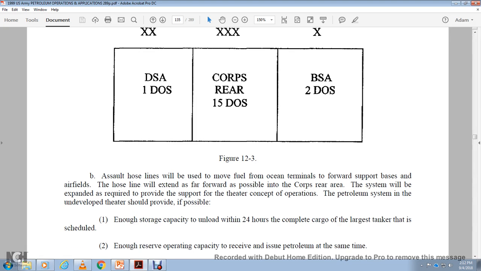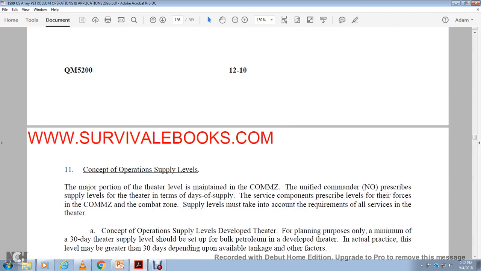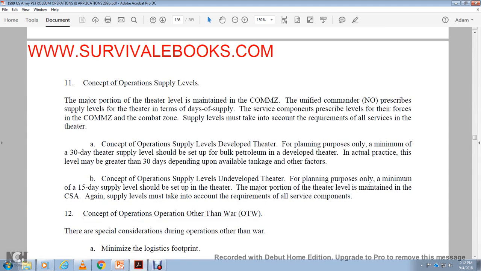In an undeveloped theater, if possible, enough storage capacity should be provided to unload within 24 hours the complete cargo of the largest tanker scheduled, and enough to reserve the operating capacity to receive and issue the petroleum. At the same time, there should be enough storage capacity to allow the fuel received to settle at least 24 hours before it is pumped through the system, along with laboratory facilities for quality surveillance operations.